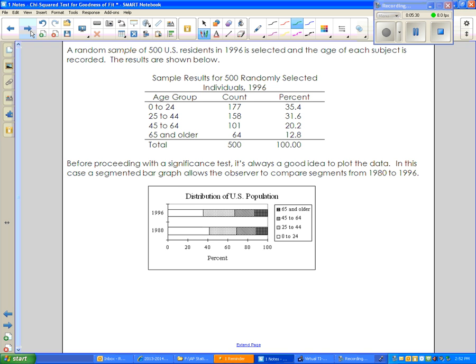Okay, so here is a random sample of 500 US residents in 1996. So this is our sample. This is what we actually observed. Our sample is what we always observe. We have a sample of 500 individuals, and we're given the counts. We're also given the percentages, which is fine too, for this particular group. But we're really most interested in the count. That is actually what we're going to be using in our test.